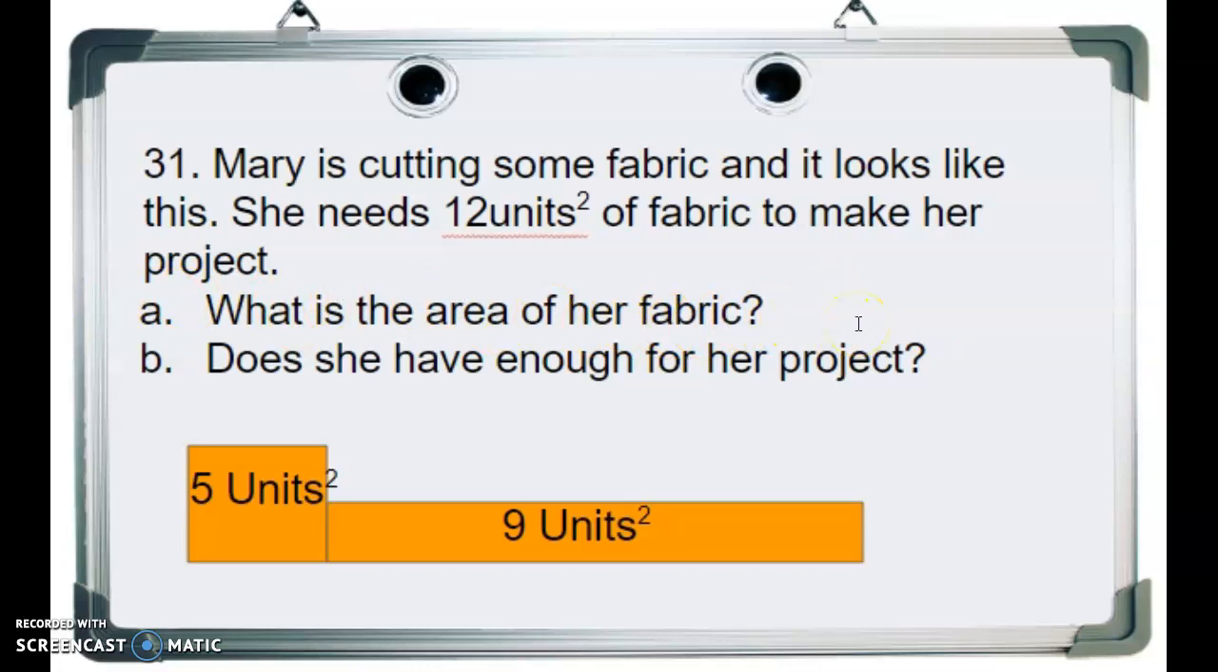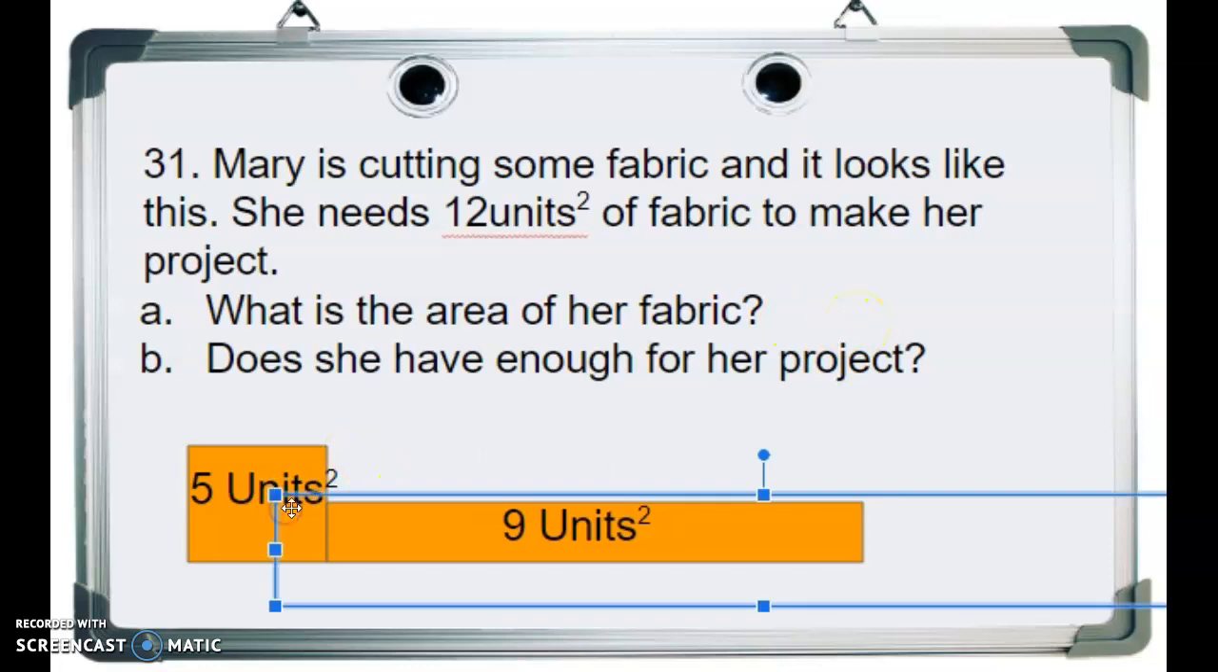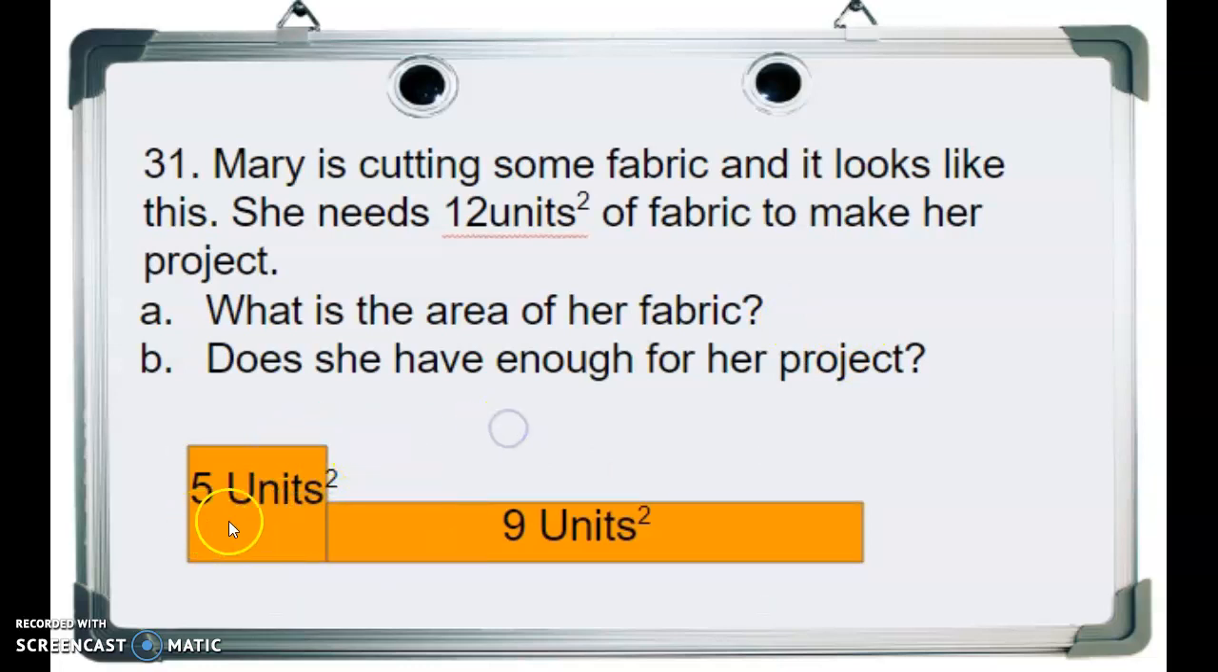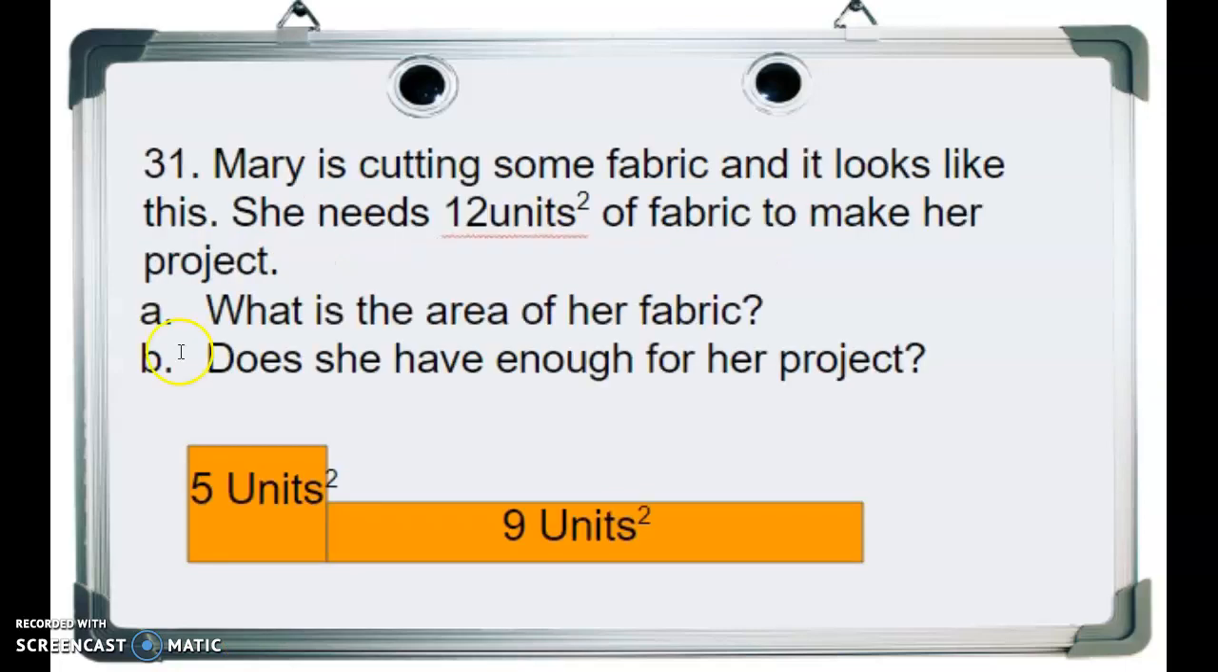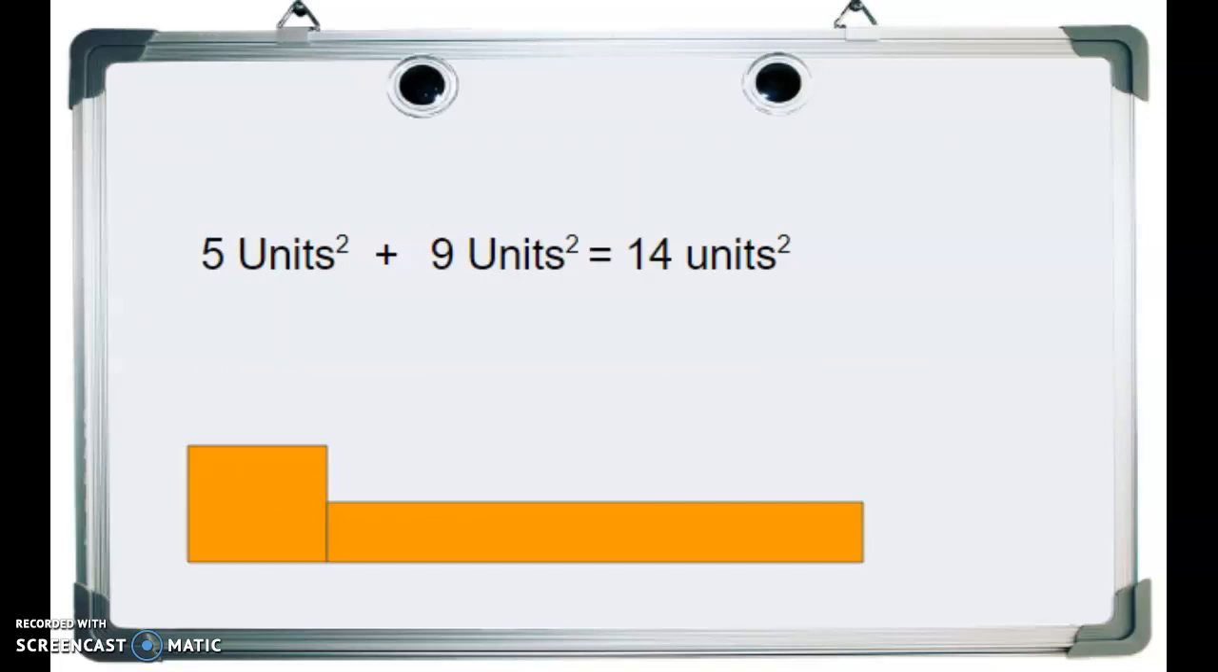The first thing I need to do is figure out the area of this rectangle and the area of this rectangle. I already know that this one is 5 square units and this one's 9 square units. I'm going to add them together. The answer is 14 square units, which is how much fabric she has. So when it asks what's the area of her fabric, the answer for A is 14 square units.